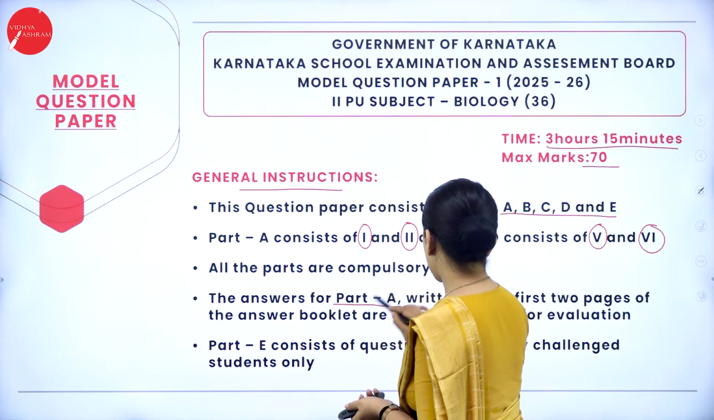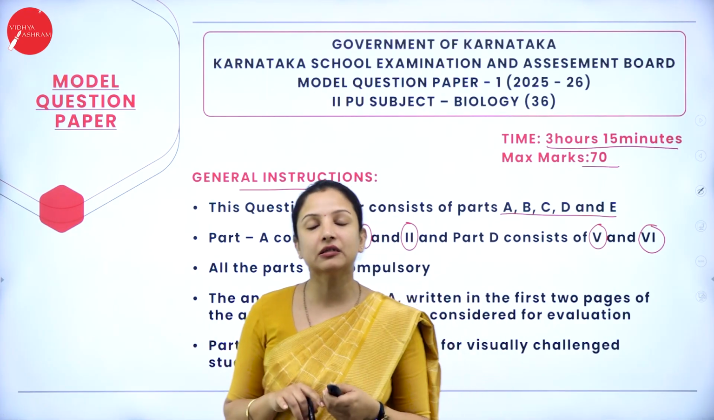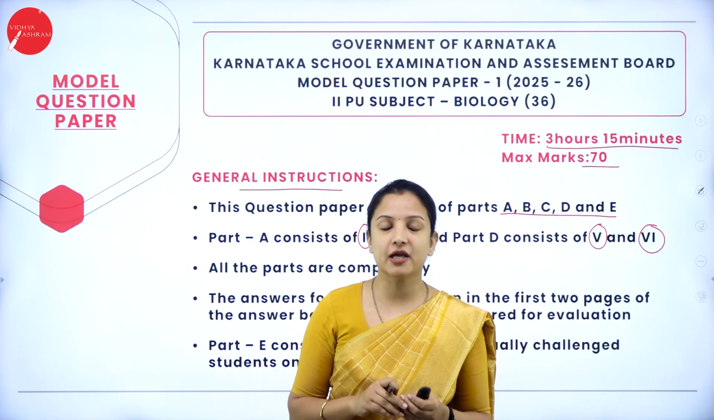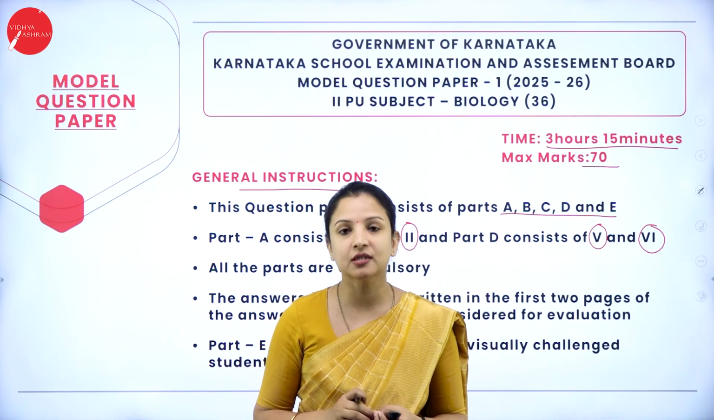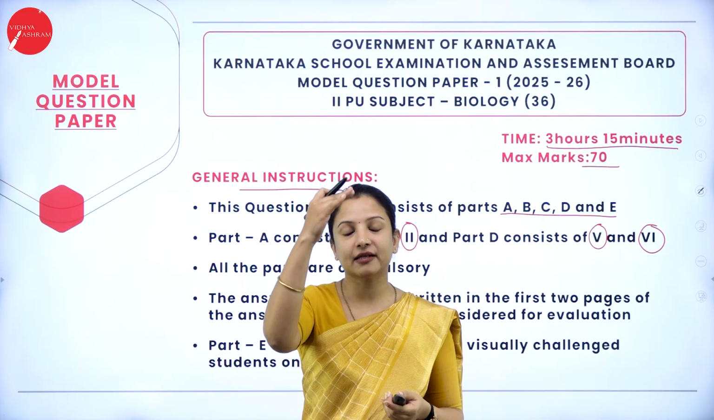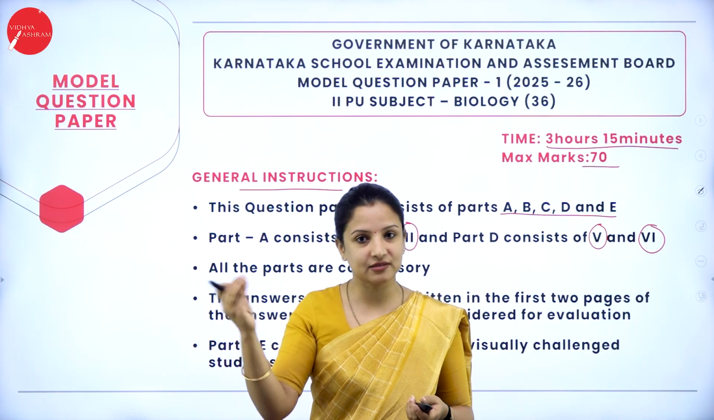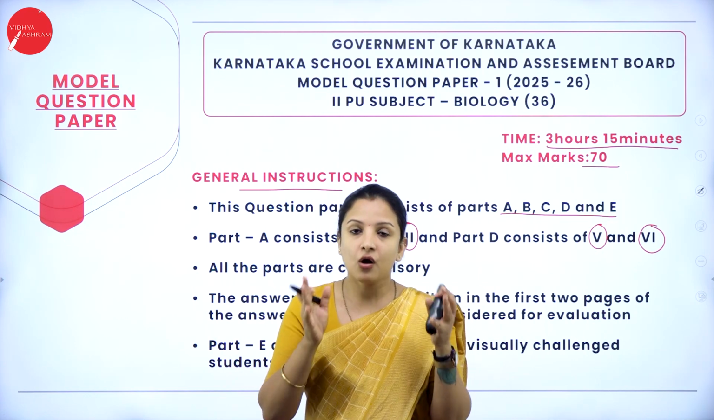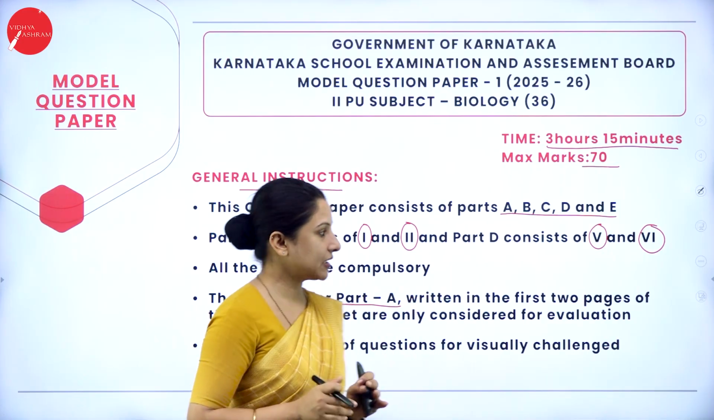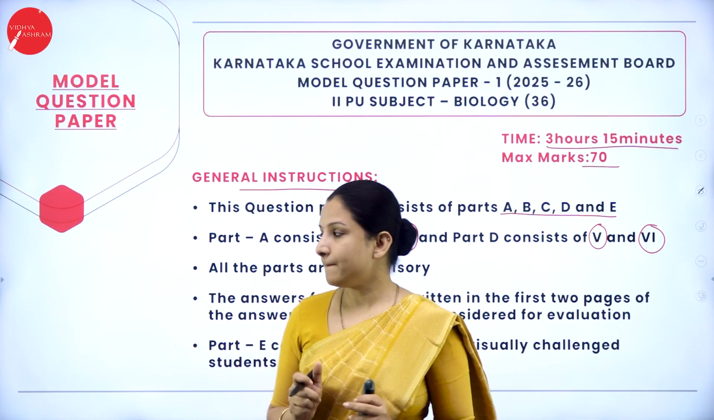The answers for part A should be written in the first 2 pages, that is, on either side of the first page, you have to finish writing the answers. You cannot write it at the end, it will not be evaluated. If you find that something is wrong and rewrite it somewhere else, it will not be evaluated. Always the first answer that you write in the first sheet will be the one that is considered. So you have to keep that in mind.